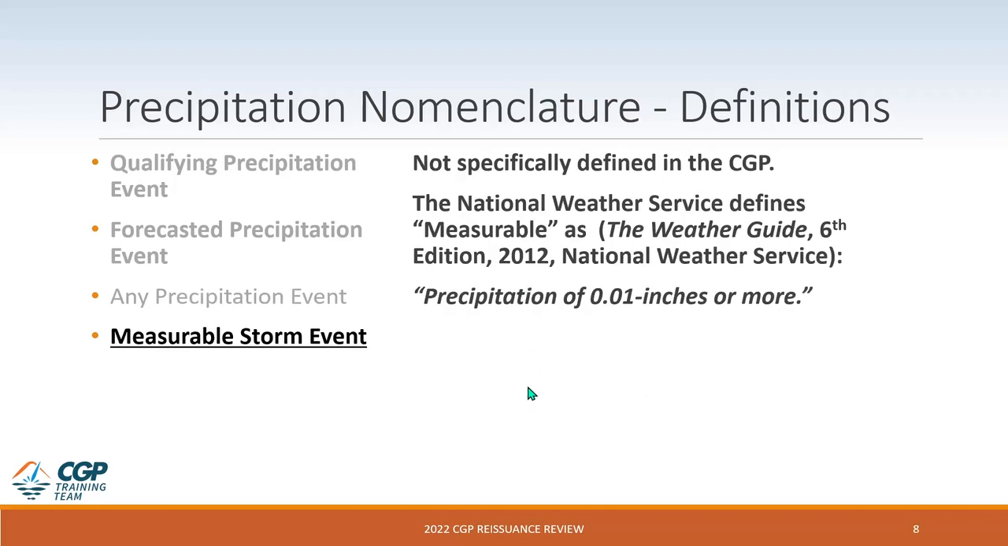The next term used in the Construction General Permit is measurable storm event. Now, again, this term, while mentioned in the Construction General Permit, it's not specifically defined in the CGP. But the National Weather Service does provide a definition, and their definition of measurable storm event is precipitation of 0.01 or 1/100th of an inch or more of rainfall.